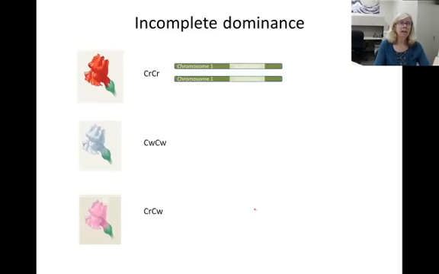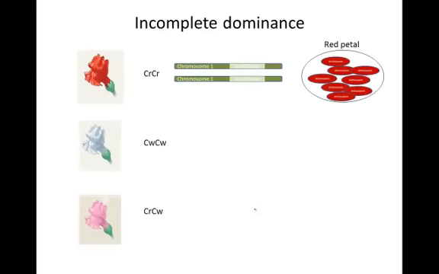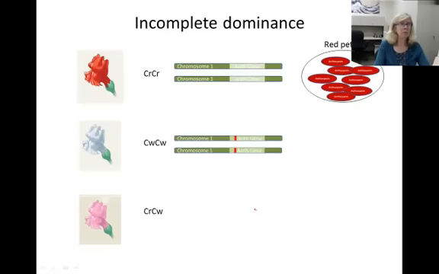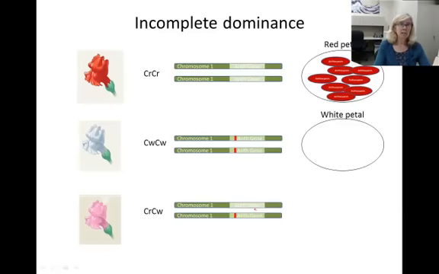If a snapdragon plant has two copies of the working CR allele, it makes lots of red anthocyanin and the flower is red. If a snapdragon plant has two copies of the mutant allele, it makes no red anthocyanin and the flower is white. If a snapdragon is heterozygous, it makes a small amount of the pigment because it has a small amount of the enzyme, and the flower is pink.